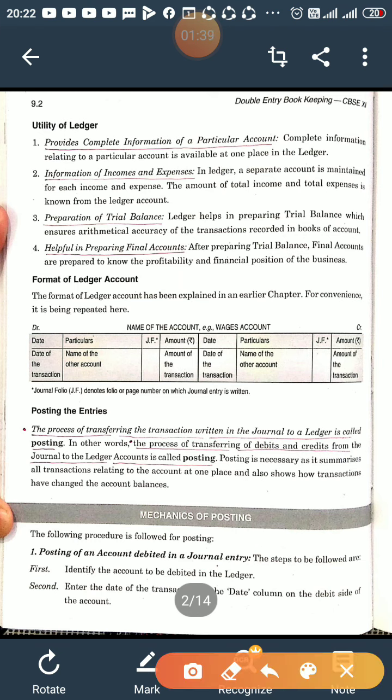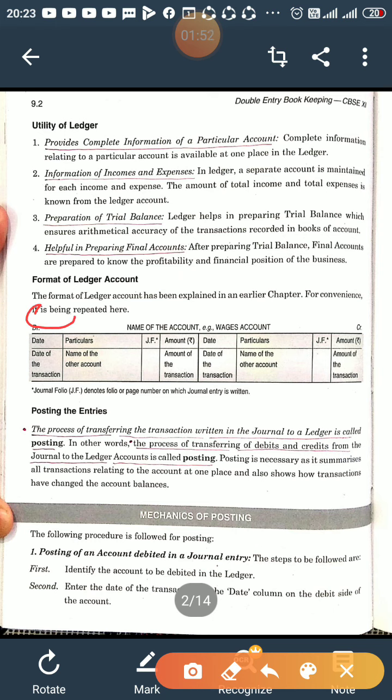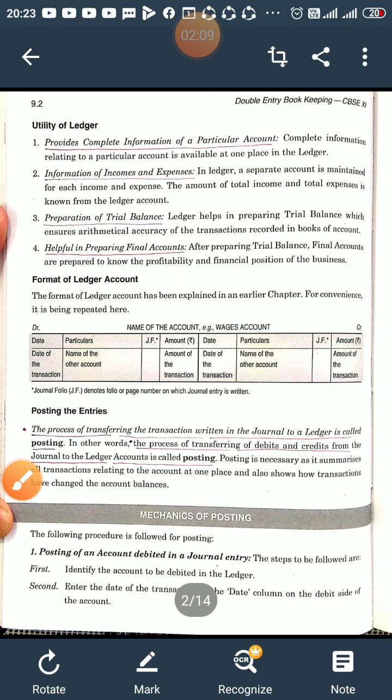This is the format of the ledger. There are two sides. The left hand side is called the debit side, and the right hand side is the credit side. DR and CR: DR is an abbreviation of debit and CR is an abbreviation of credit. So every account in the ledger has two sides, one is a debit side and one is a credit side.